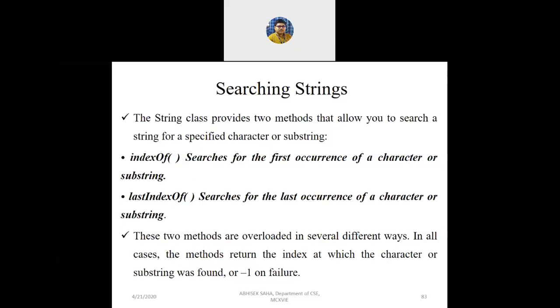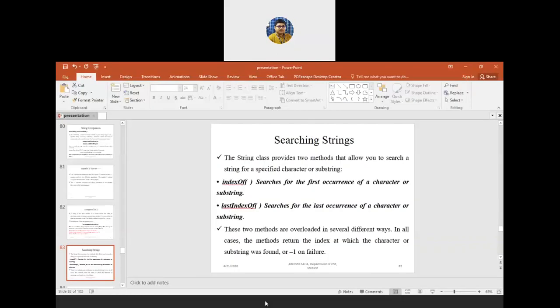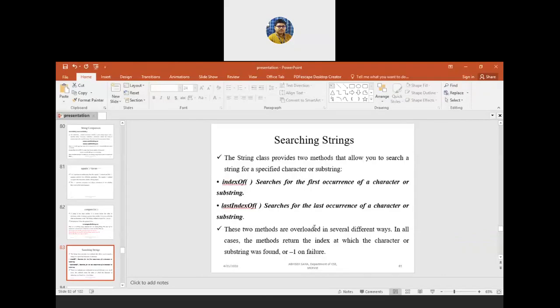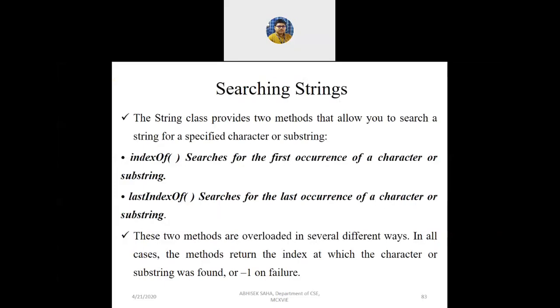indexOf searches for the first occurrence of a character or substring, and lastIndexOf searches for the last occurrence of a character or substring. These two methods are overloaded in several different ways. In all cases, the method returns the index at which the character or substring was found, and in case of failure, it returns -1.